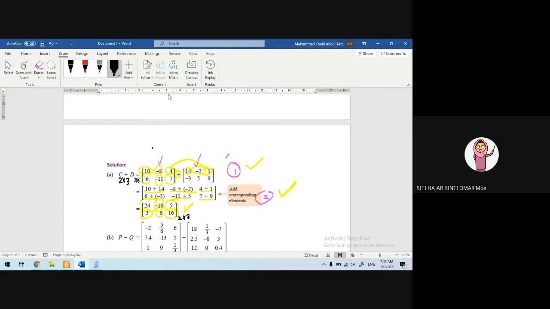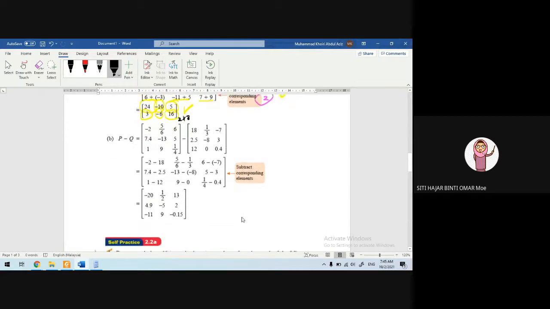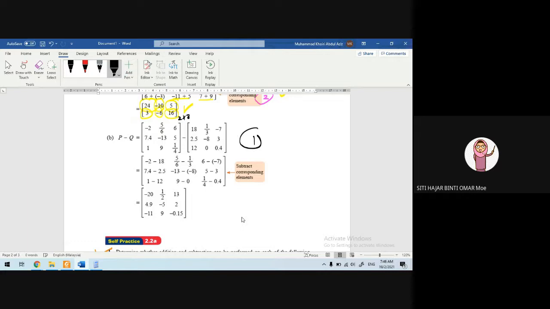Okay, now we go to the second one. The second one is subtracted. Subtraction is the same way. It has 3 steps. First step, write down the matrix. Okay, matrix can have fraction and decimal in the same matrix. Okay. First step is write down the matrices and the soalan lah.